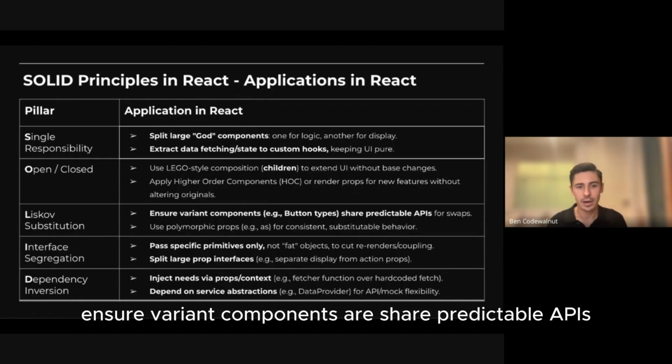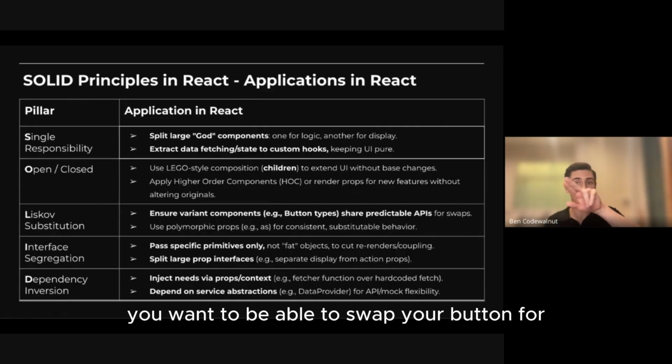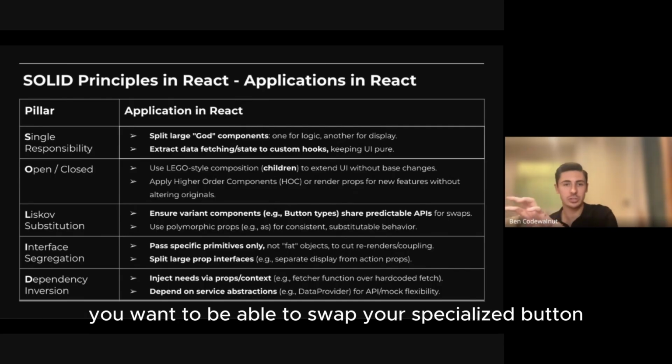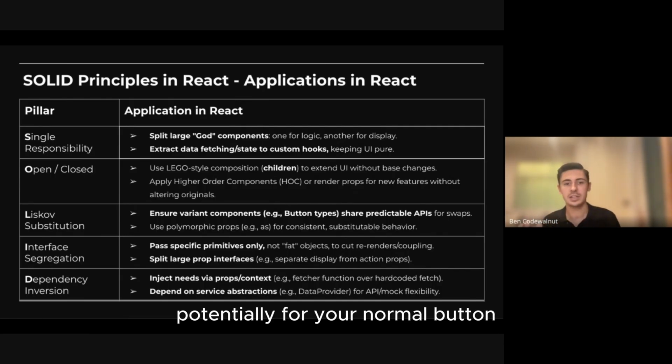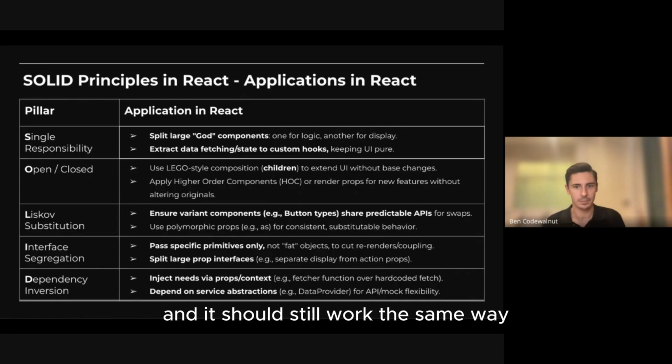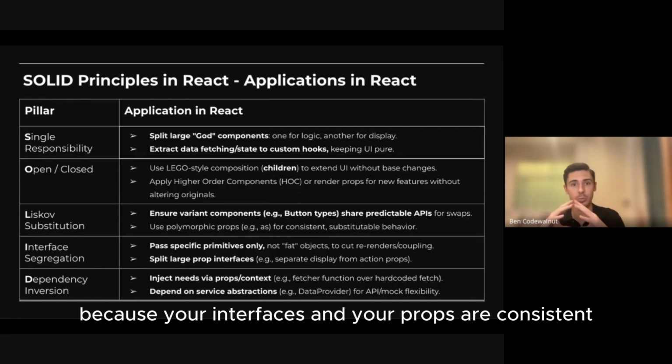Liskov, ensure variant components share predictable APIs. You want to be able to swap your specialized button potentially for your normal button, and it should still work the same way because your interfaces and your props are consistent.